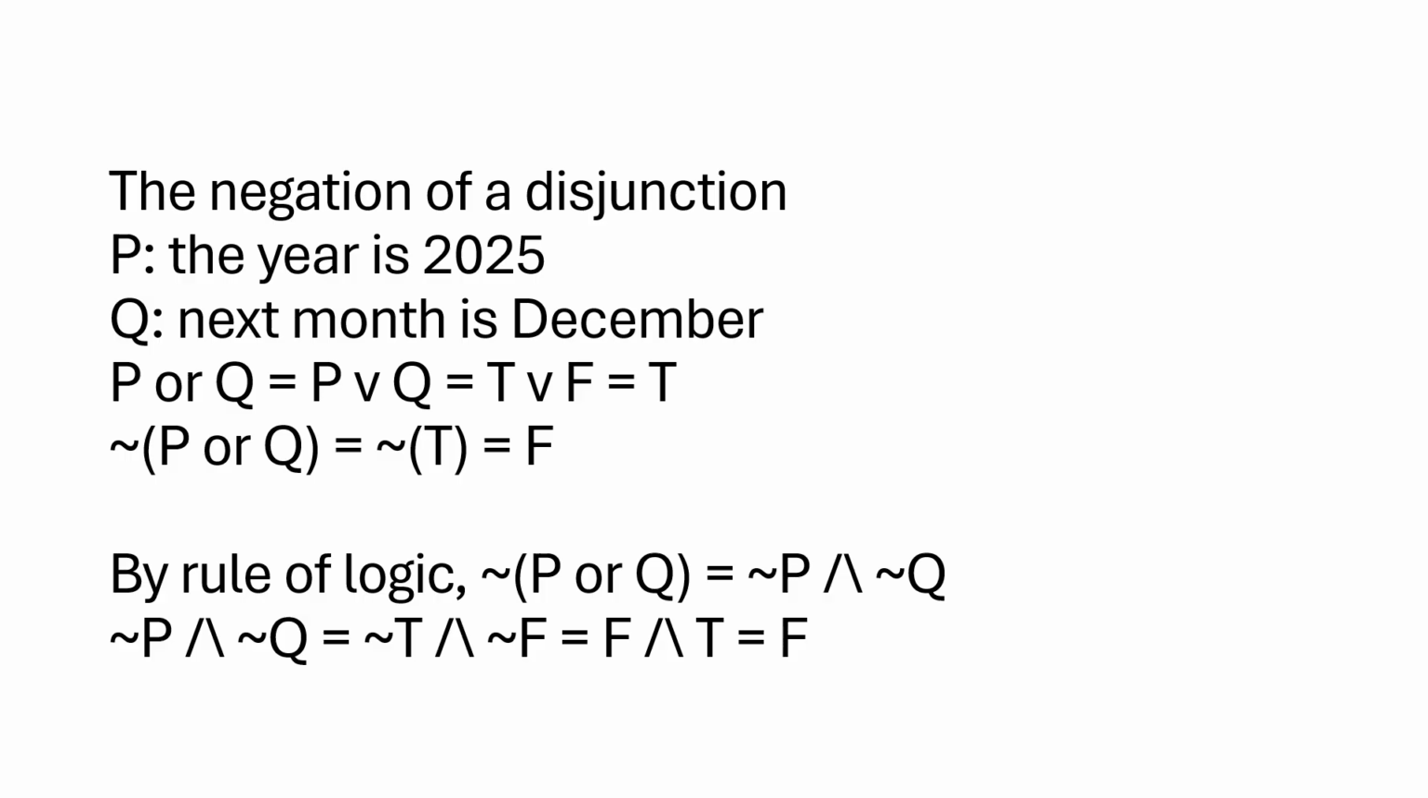Now, P or Q, the disjunction, is always true if just one of those premises is true. And in this case, it is 2025, so the overall disjunction is true. The negation of a true disjunction, the negation of a true statement, is a false statement.